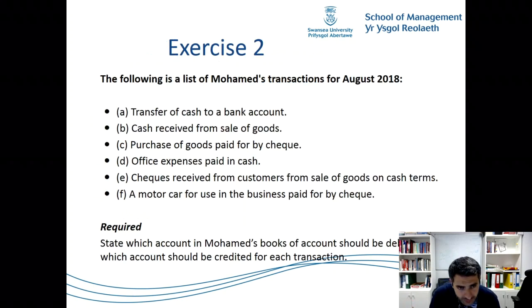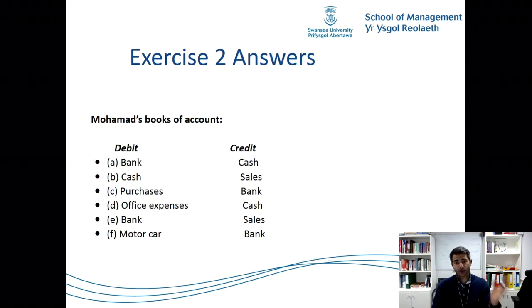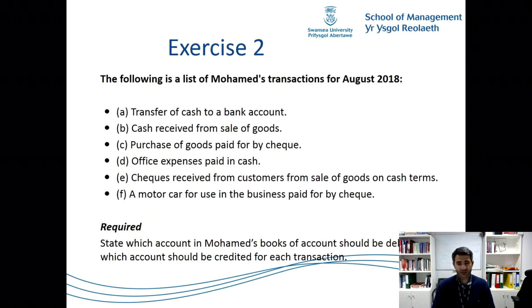How about this one? Check received from customers from sale of goods on cash terms. Now we talk about money received from customers, from the goods we sold on cash terms. Again, bank goes up because it's money in, and of course our sales go on the credit side, because we did say all the income and sales should be on the credit side.